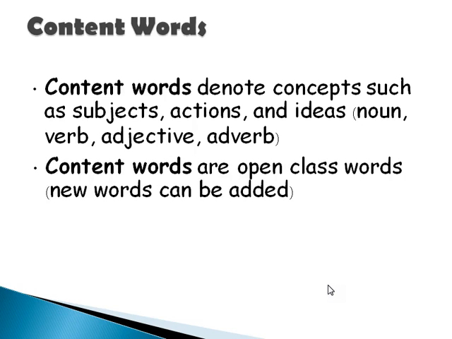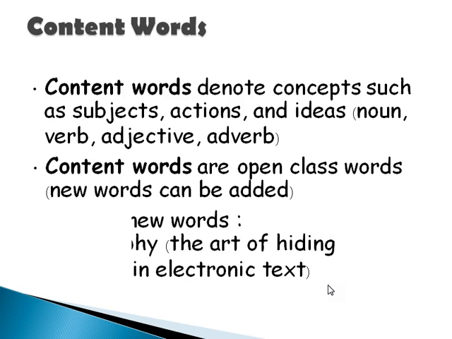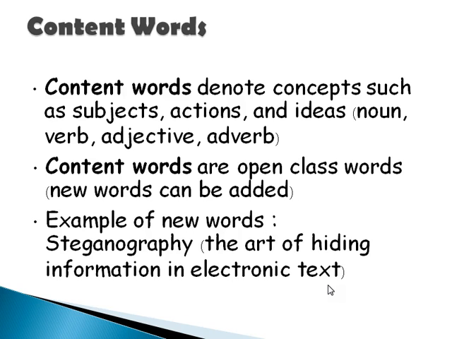Content words are open class words. That means that new words can be formed from these content words. Example of new words, for example, steganography, the art of hiding information in electronic text. This is a word that came from graphy. Stegan is kind of another root. So I have two roots and a filler joining these two roots, forming a new word according to the needs we have in the language to create words.